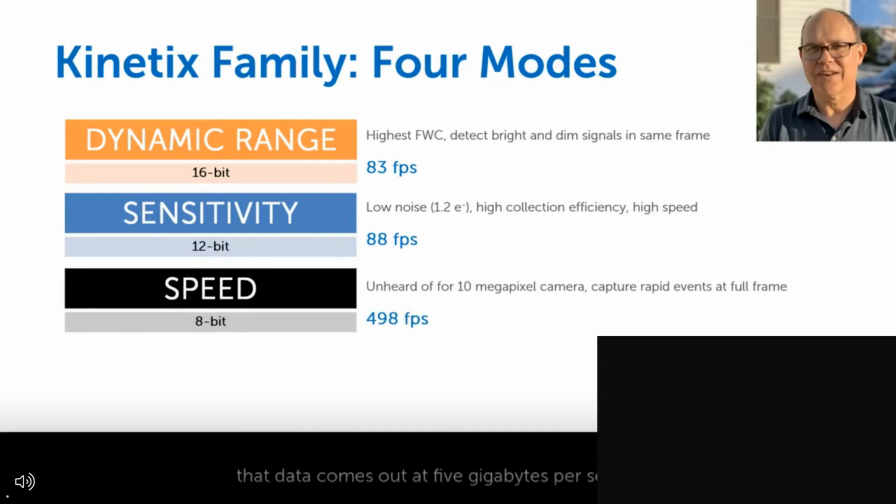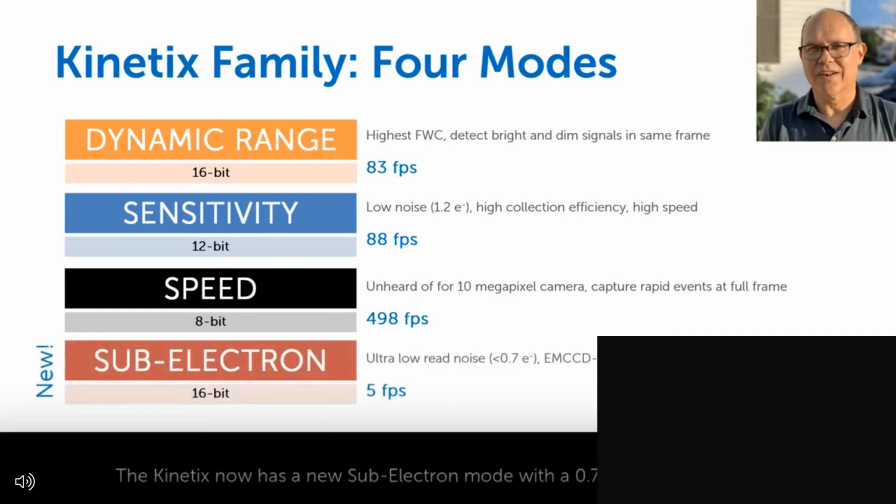That data comes out at 5 gigabytes per second when you image the full frame of the Kinetics. So it's ideal for imaging fast processes like voltage sensors or calcium transients. The Kinetics now has a new Subelectron mode with a 0.7 electron read noise.